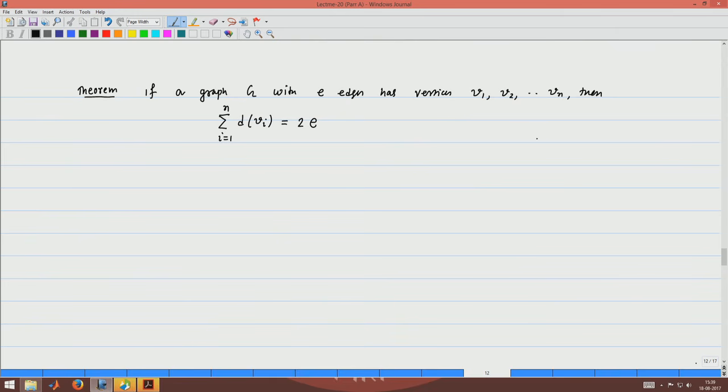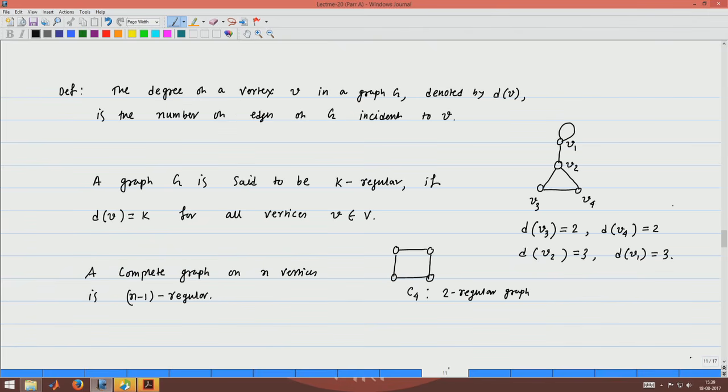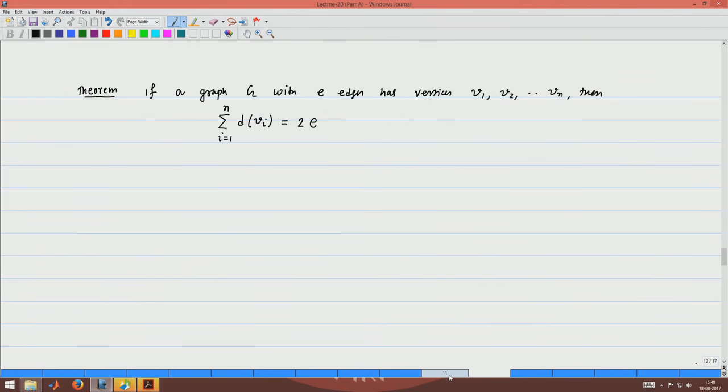So, in our previous example, here the degree sum, there are 4 vertices. So, the degree sum is the summation of d of Vi from 1 to 4, which is equal to 10, and this graph has 5 edges. So, E equal to 5. So, this degree sum is equal to twice E, right.